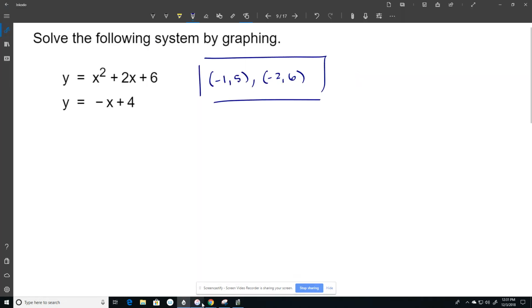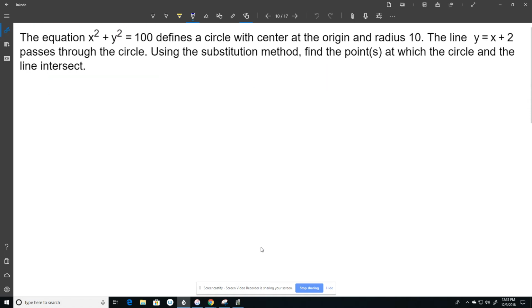So there's your solutions. Again, you can do that process with any of these. On any of these problems, you can graph them. As long as you set them y equals, you can get the solution that way.